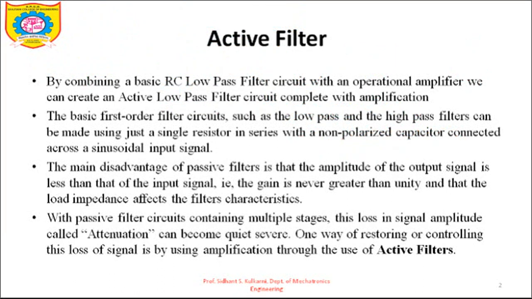So let's try and understand that. The main disadvantage of the passive filter, now why one should go for active filter, is that the amplitude of the output signal is less than the input signal, that is, gain is never greater than unity, and the load impedance affects the filter characteristics. So passive filter means a simple RC circuit we can use, but if we use an op-amp with the RC circuit, definitely it will amplify the signal.